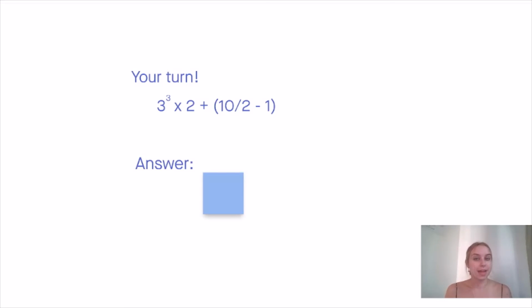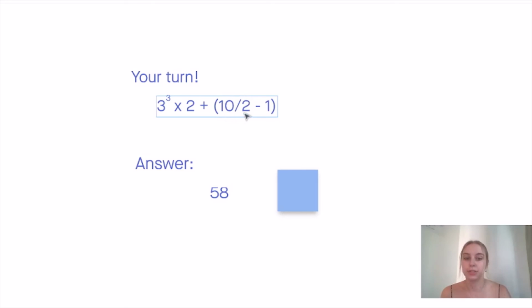If you follow the steps in the correct order, you should hopefully have gotten an answer of 58. Now, if you haven't got 58, you probably missed out some steps or you did some of the operations in the wrong order. So remember that brackets is first, and then within the brackets, you still follow Bidmas. So D, division, comes before S, subtraction. So within the brackets, you do 10 divided by 2 first, and then minus 1 afterwards, and then you look at the rest of the equation.